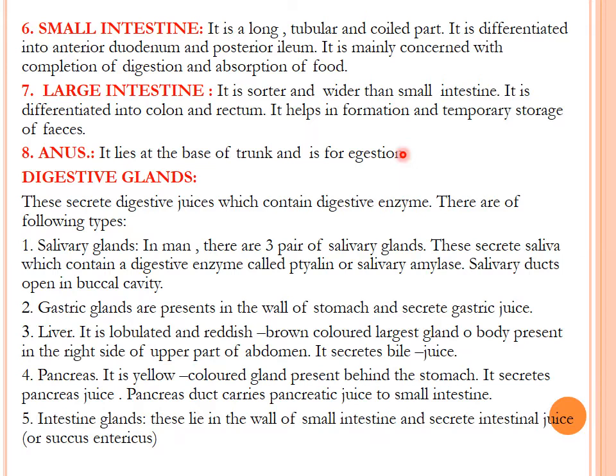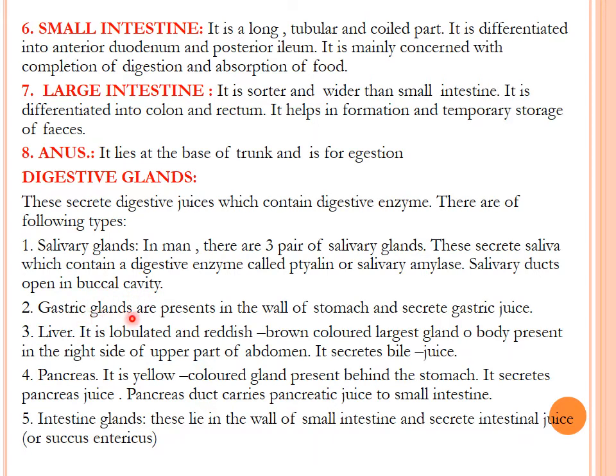Now our alimentary canal is associated with some digestive glands. These glands secrete some digestive enzymes, and these enzymes play a very important role in the digestion of complex food into the simplest form. The first gland is the salivary gland. So in man there are three pairs of salivary glands. कहाँ पर है ये available? Gland कहाँ पर मिलेगा? Buccal cavity में. So these secrete saliva which contains a digestive enzyme called ptyalin or salivary amylase. Salivary duct opens into the buccal cavity.